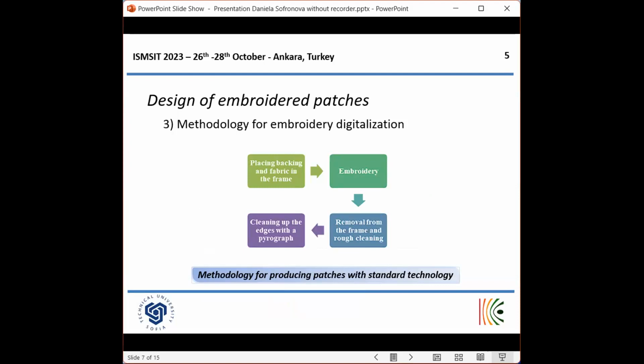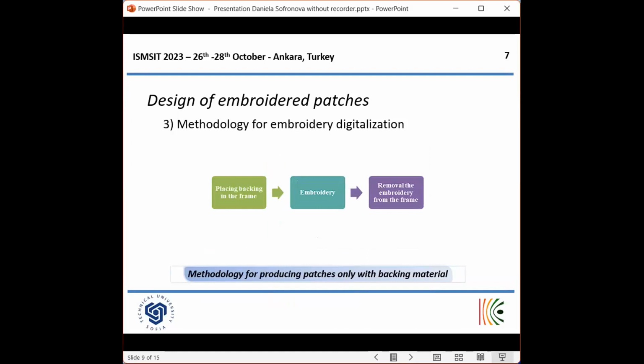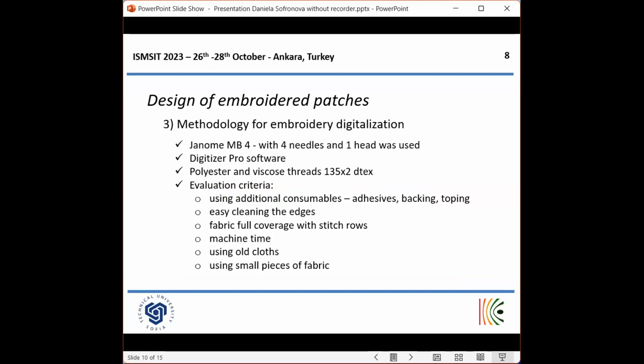Embroidery patches could be used with standard technology, or we could also use the applique technique. The steps are quite more, but when we are using pre-cut samples, it could be stuck firmly on the fabric. And by using technology with backing materials only, many of the steps are omitted. And all described technologies have been experimentally tested for designing embroidery patches for creation of e-textiles.